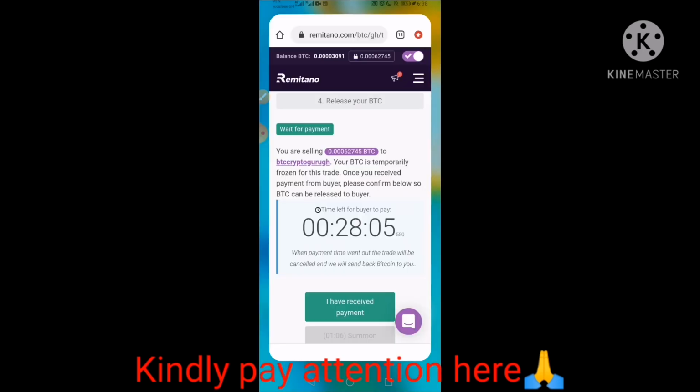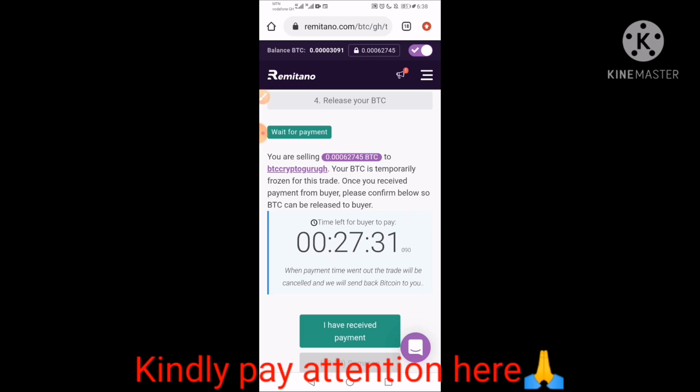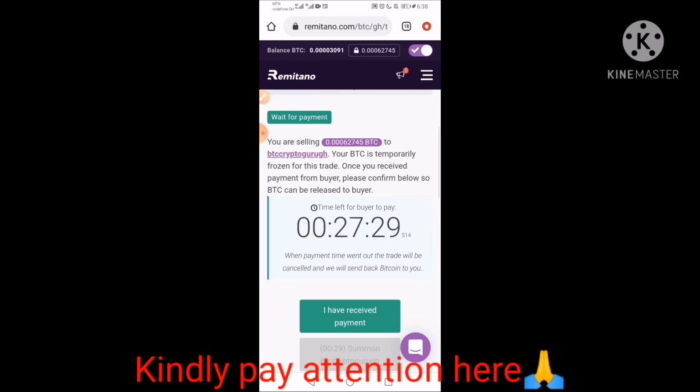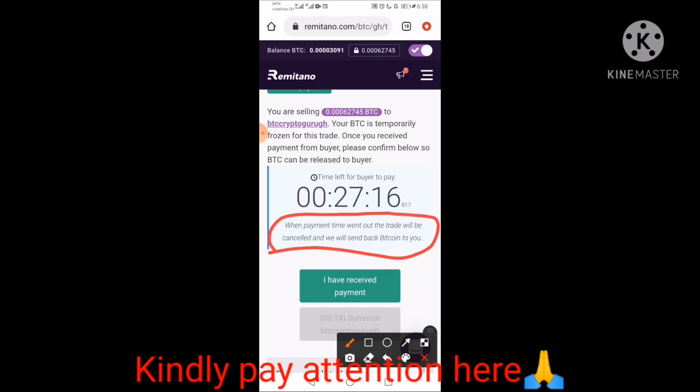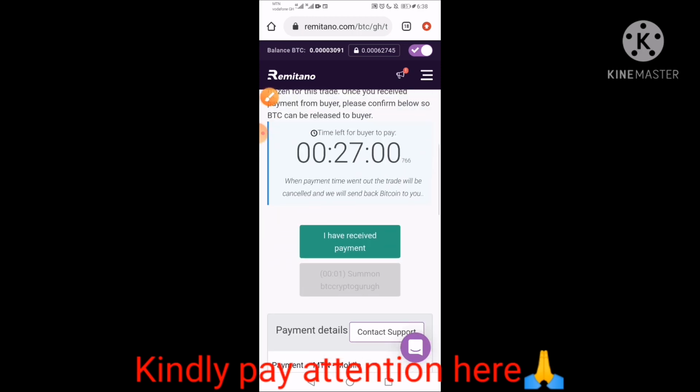But we have 27 minutes more. Someone may ask what will happen if the buyer never sends the money. So this is what happens. When the buyer never sends the money, when the time is up, when the 27 or 30 minutes is up, the trade will be cancelled and Remitano will send your Bitcoin back to you. The buyer is a human being like you and I, so sometimes they may not be by the phone, maybe the internet may be slow, it could be any reason.